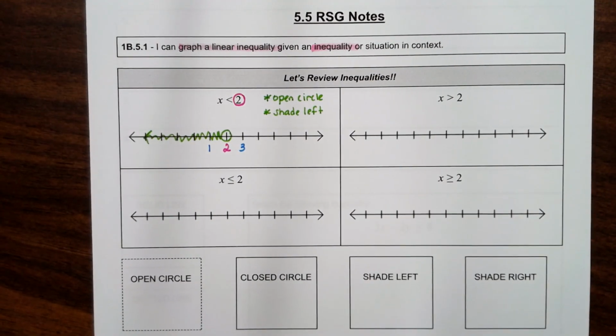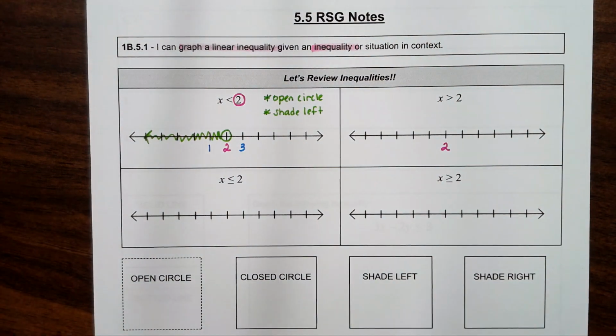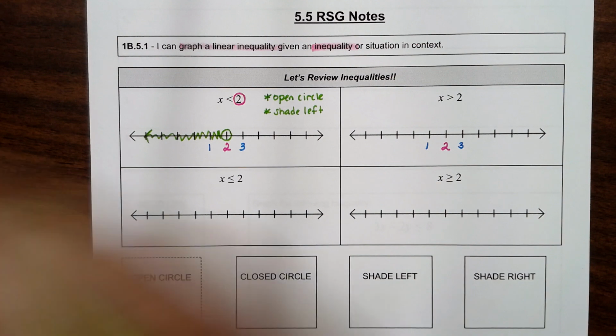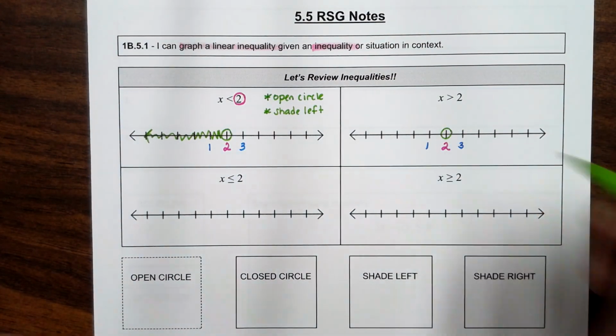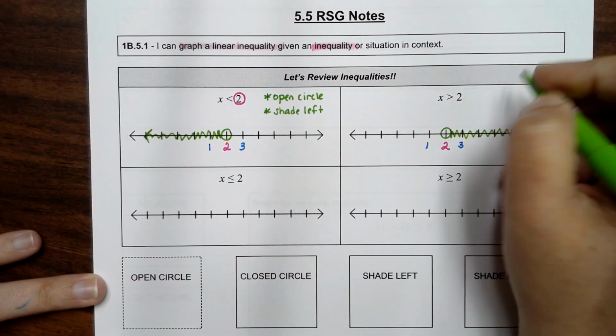Now, similarly, for the graph of x is greater than 2, we would have the number 2 on our number line. We would have one number that was bigger and one number that was smaller. We would use an open circle again, but this time we would shade to the right because it's a greater than.